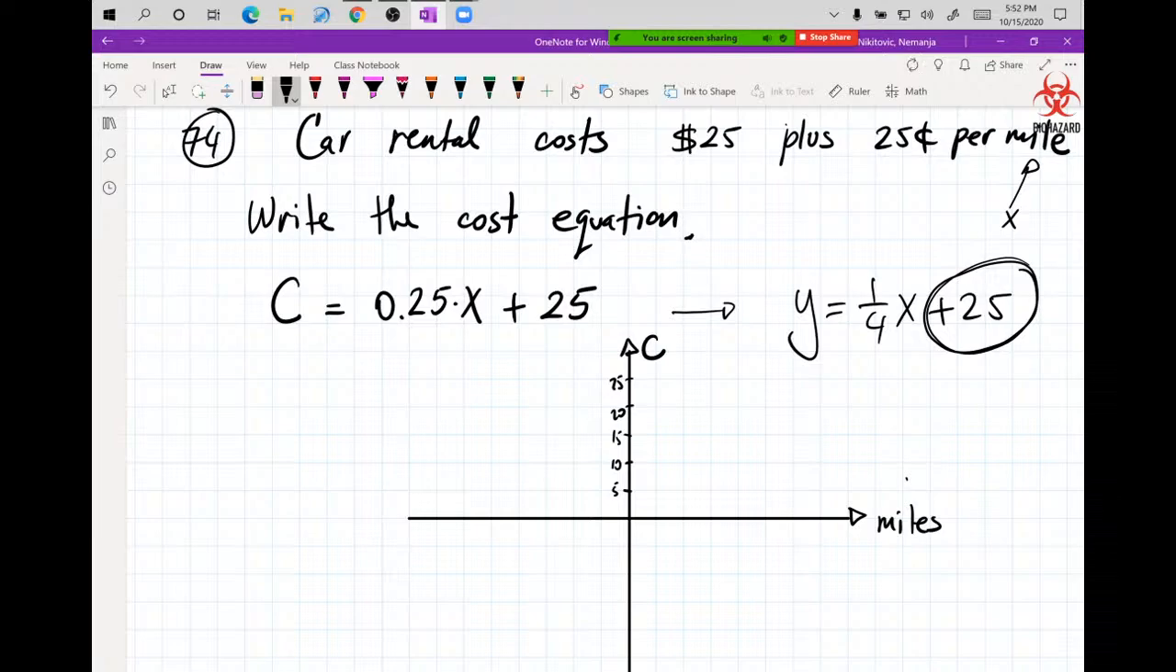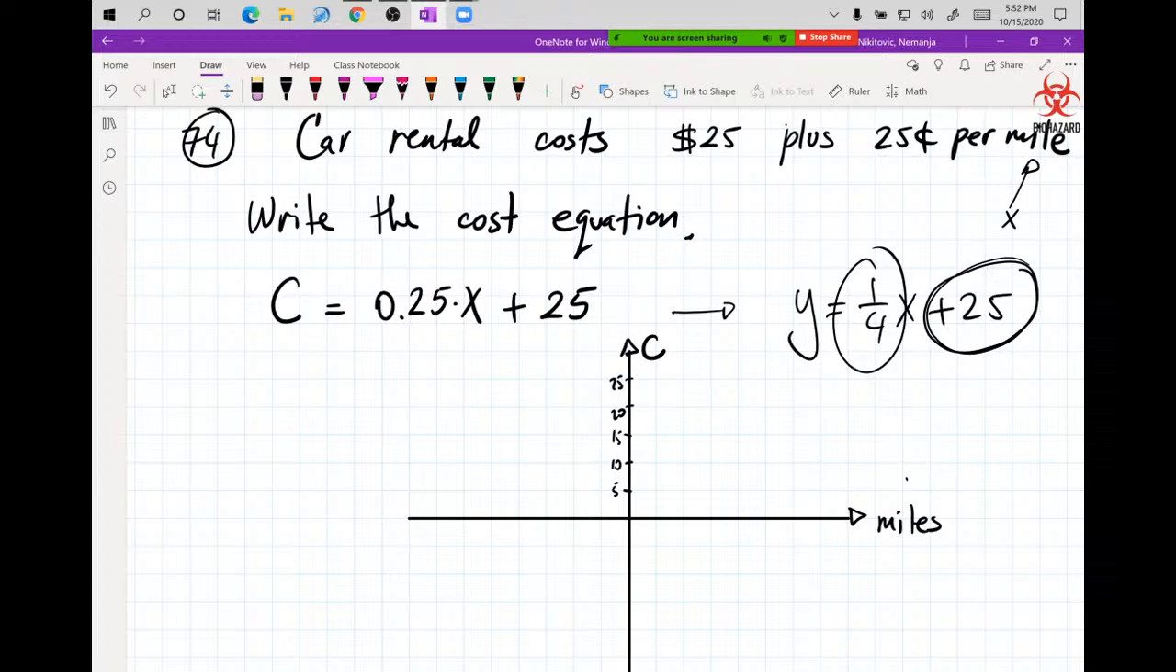I don't like it because it is too close to C, and this is a positive slope. The line will go up, so we won't be able to actually read the numbers. So, and since I know that I'm not going to have a negative cost, they're not going to pay me to drive the car. I have to pay to rent the car.